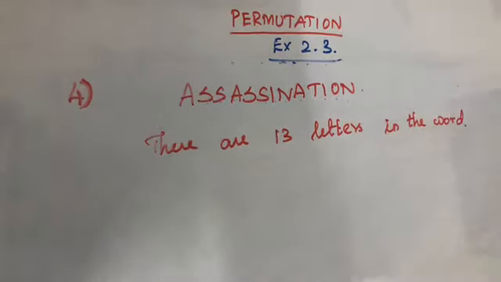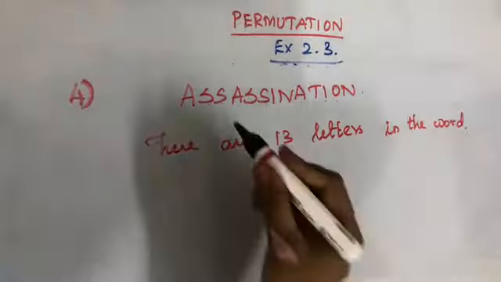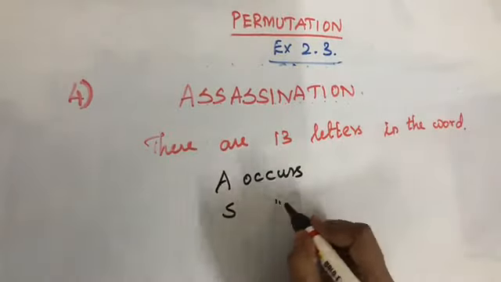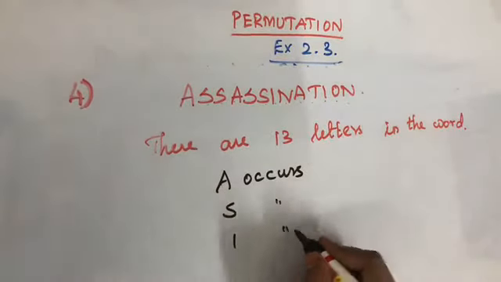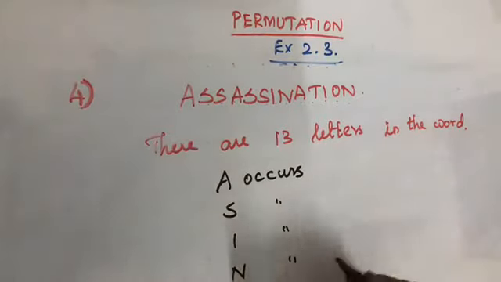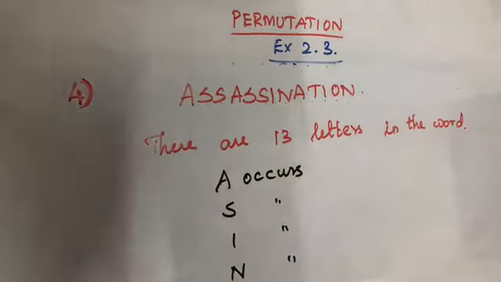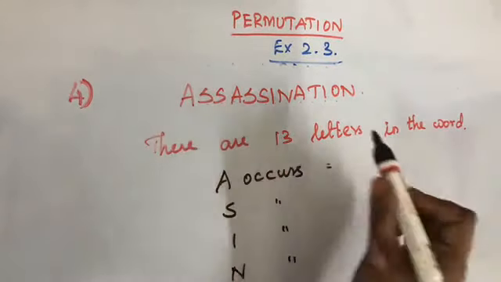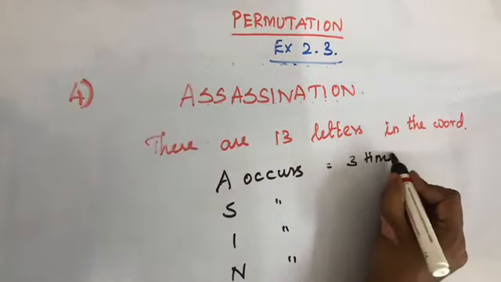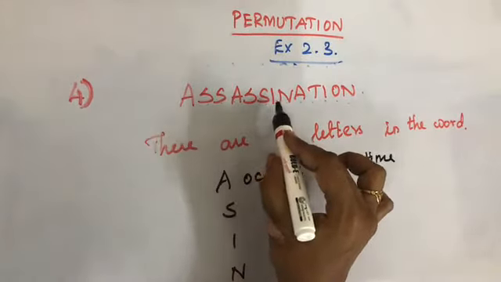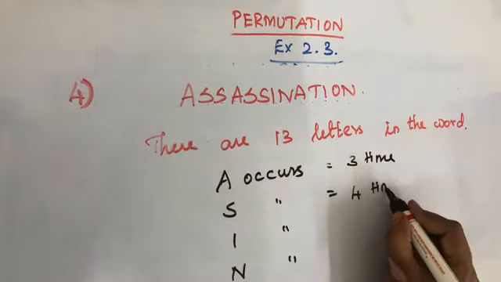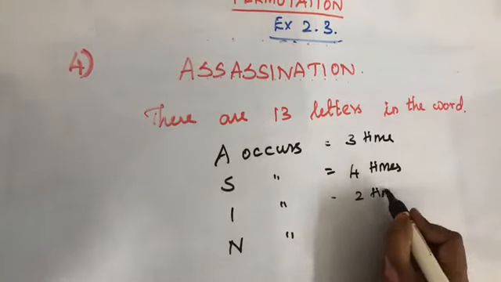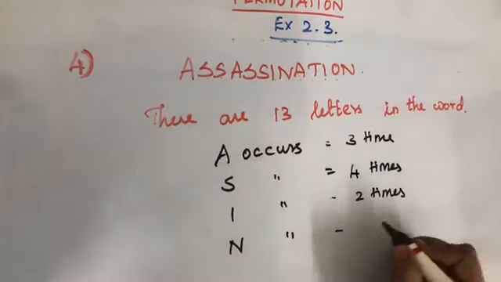Here a few letters are getting repeated. A is repeated, S is repeated, I is also, similarly N is also getting repeated. What about O? O is not. So A occurs how many times? 1, 2, 3 times. What about S? 1, 2, 3, 4, 4 times. What about I? I 2 times and N also 2 times.